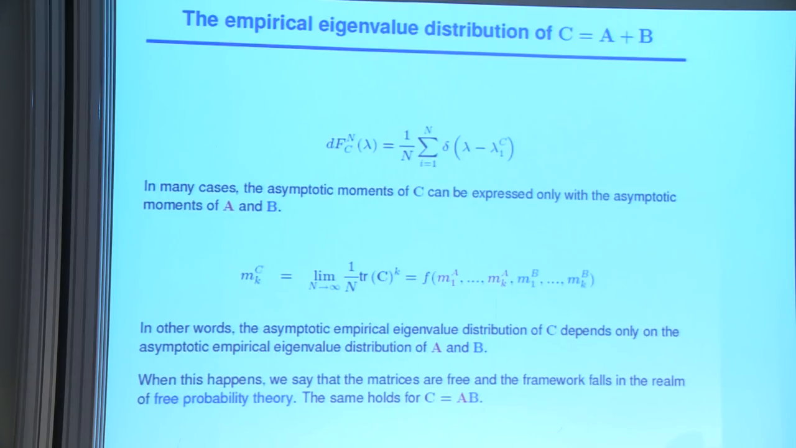When you get this effect, what you have is something called freeness, meaning the two matrices A and B have disconnected eigenvector structure. You have freed the eigenvector structure. Their eigenstructures do not depend on each other. Of course, you can have this effect for the sum, but you can also have this effect for the product, A times B.